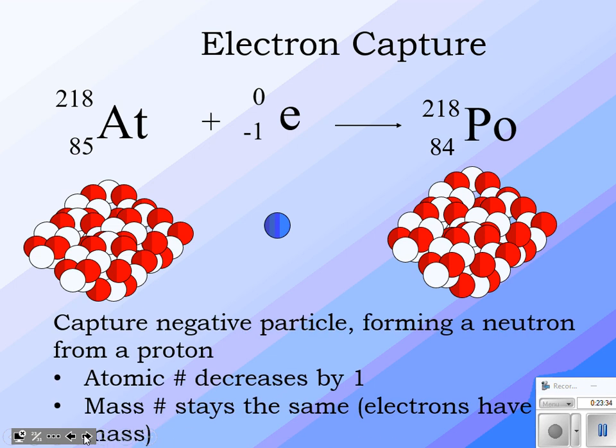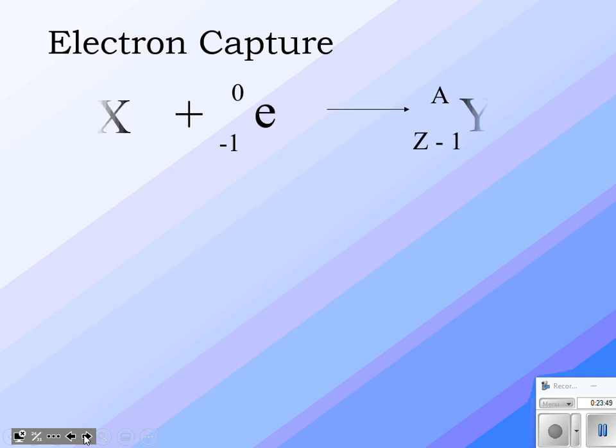So, as I am capturing this particle, the atomic number decreases by 1, the mass number stays the same.